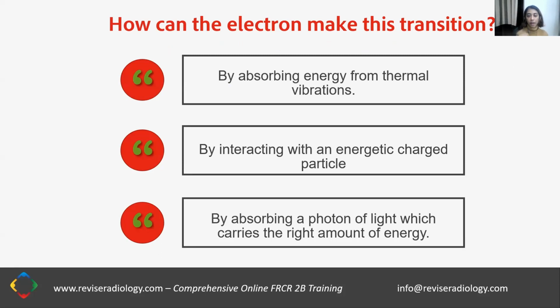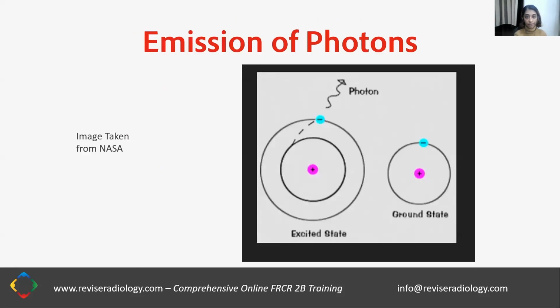It can do this by absorbing energy from thermal vibrations. This is what happens in X-ray production in X-ray tubes. It can do this by interacting with an energetic charged particle. So thermal vibrations, that's what happens on one side of the X-ray tube. Now, electrons making the transition by interacting with energetic charged particles is what happens on the other side of the X-ray tube. It can also do this by absorbing a photon of light, which carries the right amount of energy.